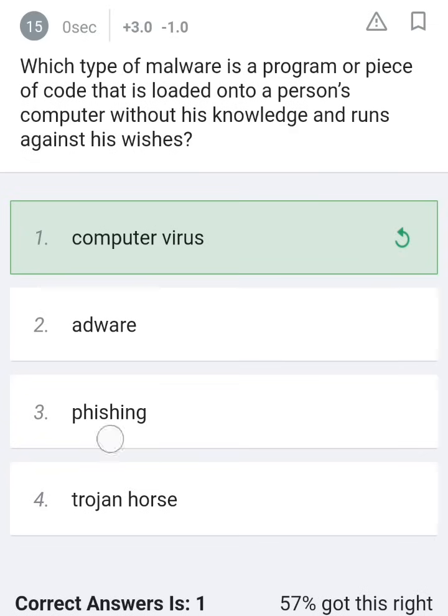Next, Trojan horse is also a backdoor entry into the computer for malicious intent. And virus is a program written to enter your computer and damage your files.